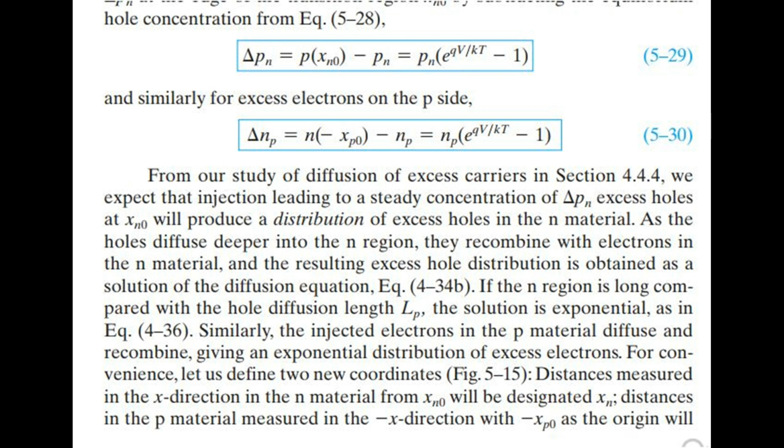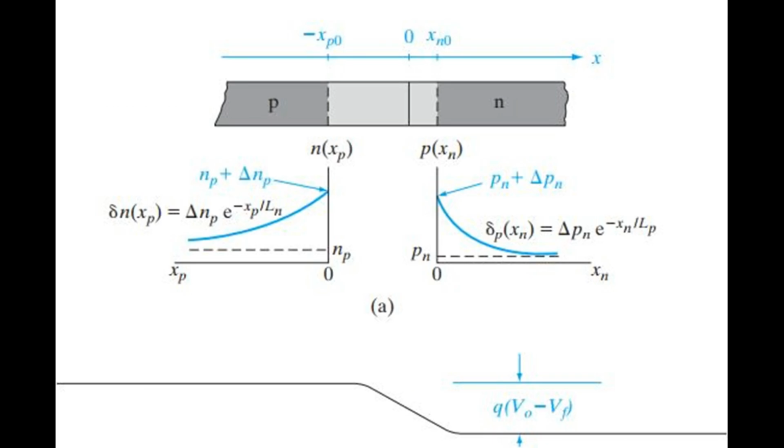For convenience, let us define two new coordinates, Fig 5.15. Distances measured in the x direction in the N material from xn0 will be designated xn, and distances in the P material measured in the negative x direction with xp0 as the origin will be called xp. Figure 5.15. Forward biased junction, A, minority carrier distributions on the two sides of the transition region and definitions of distances xn and xp measured from the transition region edges, B, variation of the quasi-Fermi levels with position. This convention will simplify the mathematics considerably.